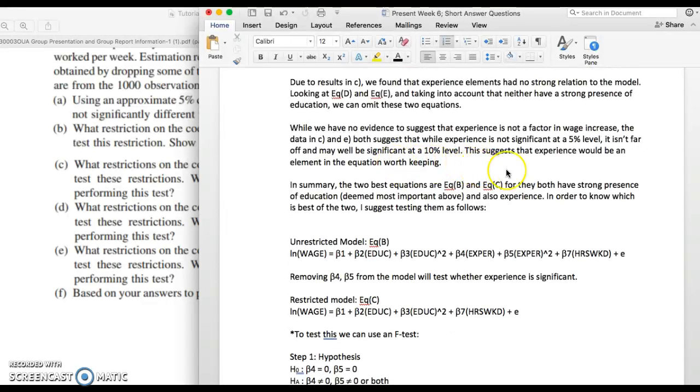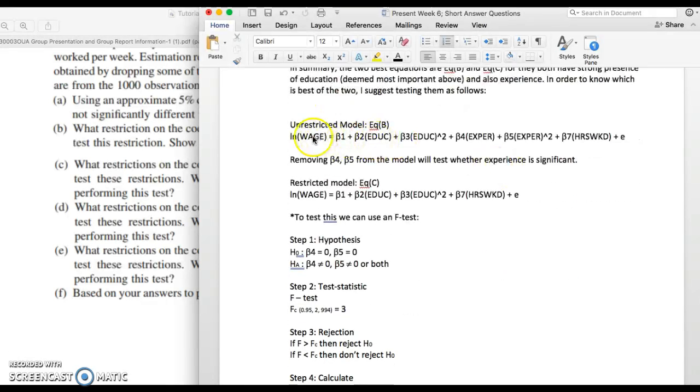While we have no evidence to suggest that experience is not a factor in wage increase, the data in C and E both suggest that while experience isn't significant, it isn't far off. This suggests that experience would be an element worth keeping. And in summary, the two best equations being equation B and C, for they both have strong presence of education and also experience.